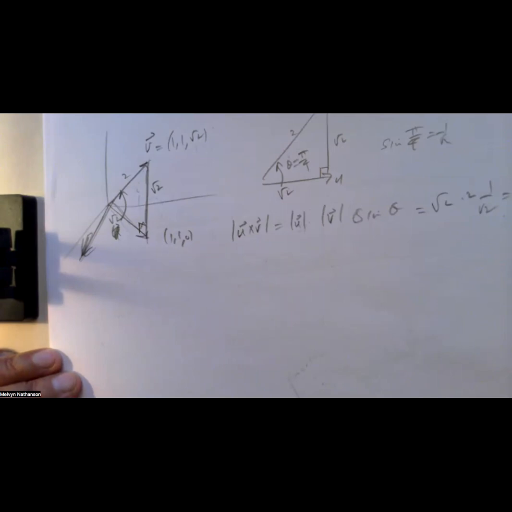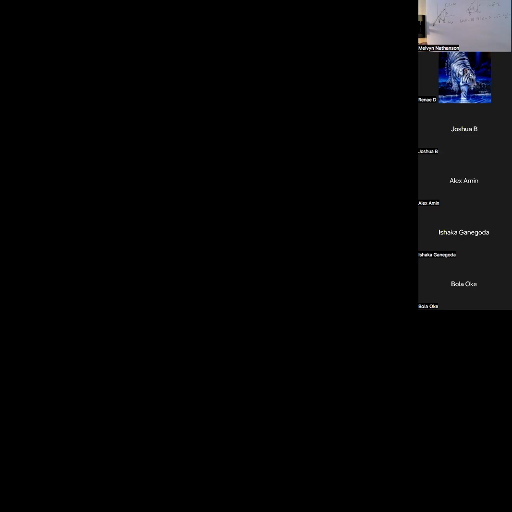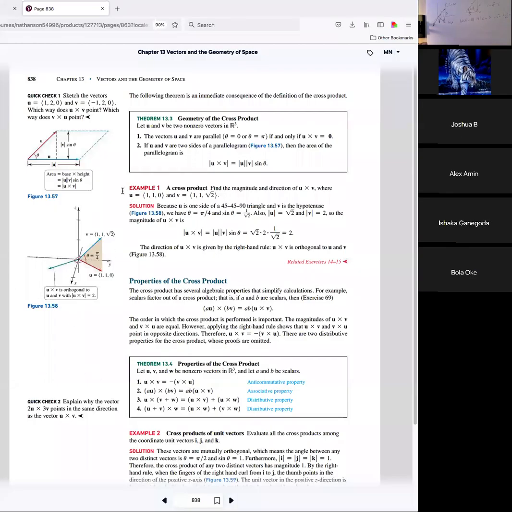And I notice even the book can't draw this very well. Let's just look at the picture in the text for a second. So this is the picture of this exercise, of this example.